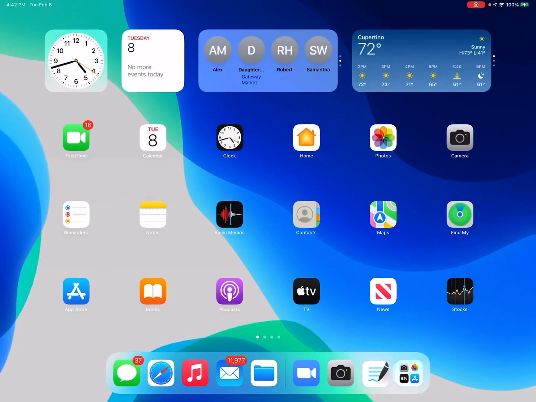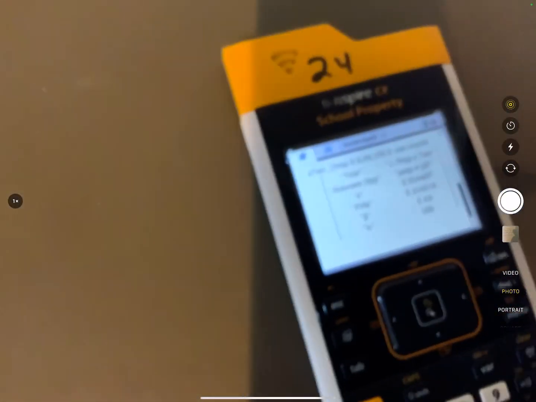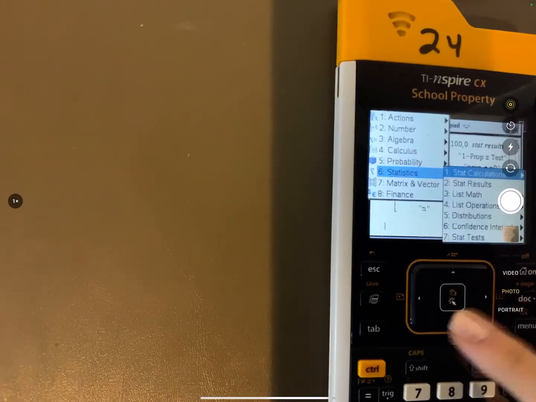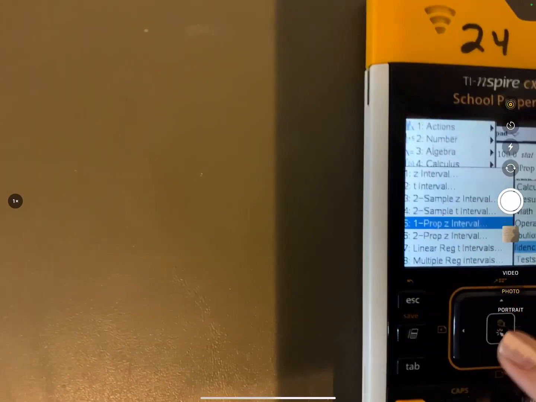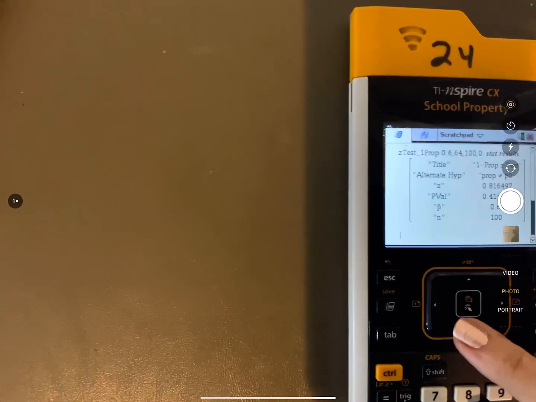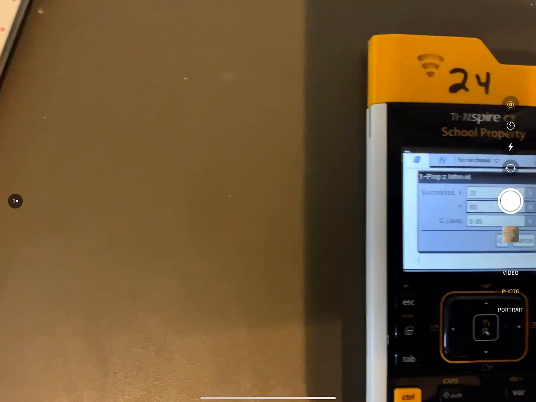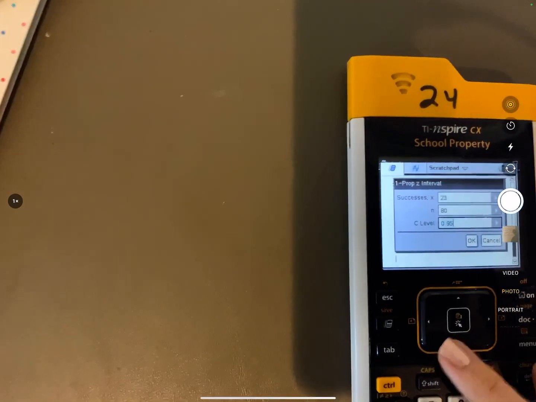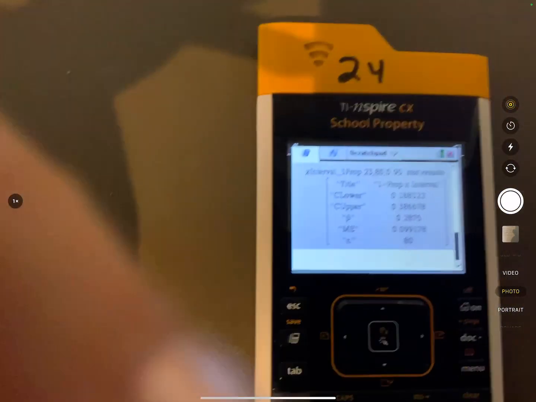Let me see if I can just play this. Okay, so let's do this here. Menu, stat, confidence interval, right? One proportion. Success is 23 out of 80. Success, 23 people robbed me. And we're going to do the 95% level. Okay, so we're going to hit OK. And that's our answer. So I'm just going to take a snapshot of that.